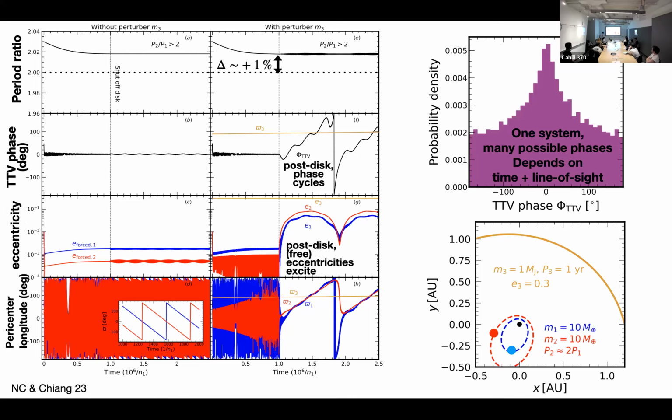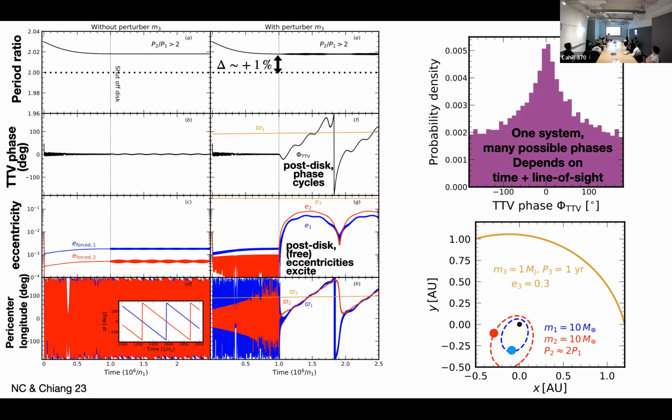Now I've got this third body on an eccentric orbit. The secular eccentricity forcing from this third body causes the phase shift in the TTV to cycle. There's a whole range of phases that you can get just for one system, because it depends not only on time, but notice the phases here are oscillating about the apsidal line of the third body, so it also depends on viewing angle. So this is the whole range of phases you get for this one system. You're perturbed even before a collision happens.